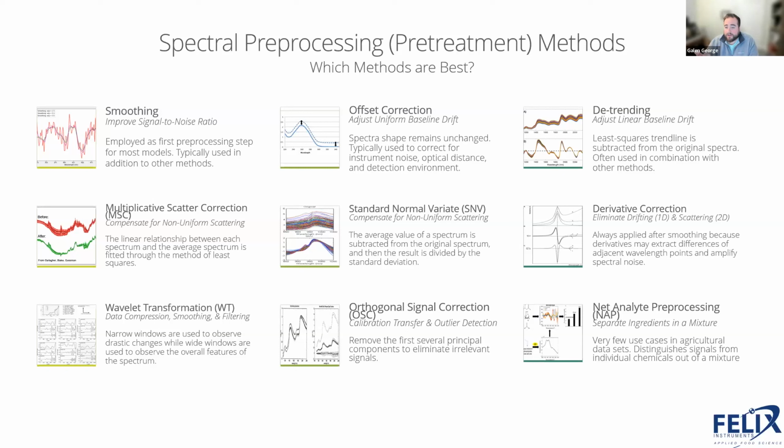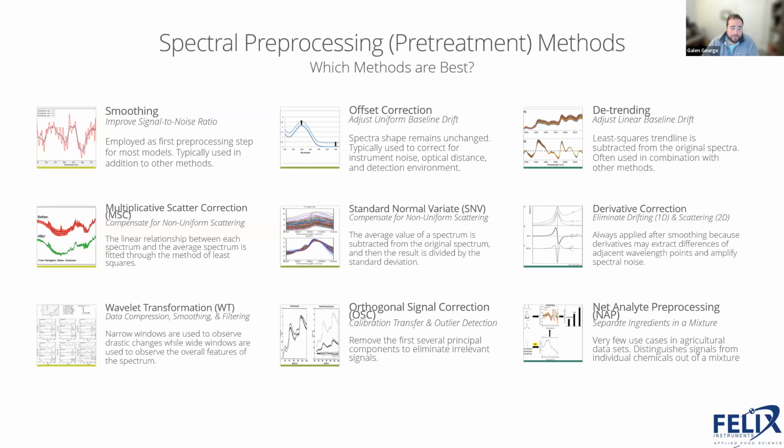Similarly, sometimes there's an actual linear trend in the baseline drift. So instead of just a constant offset, you have a gradually changing drift. For that, they call it detrending. Really what you're doing is fitting a least squares trend line to your spectra and then subtracting that from the original spectra so that it centers everything back down to the same baseline.